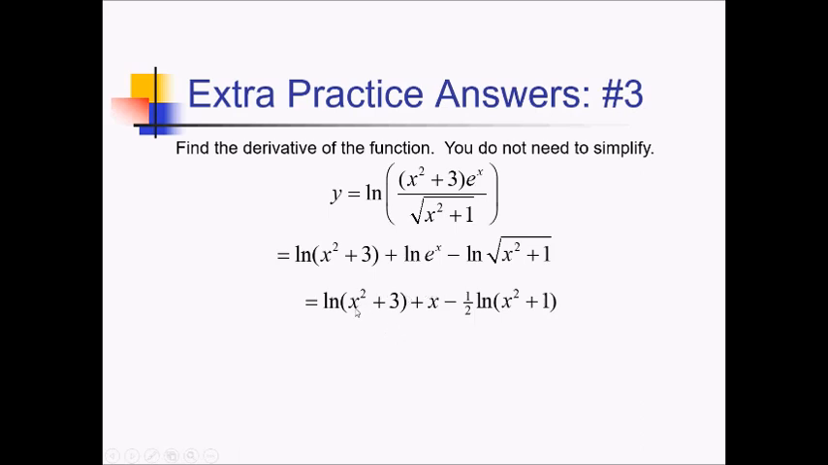So for this first term, we basically have a chain rule. We have ln of something. Derivative of that is going to be 1 over the something, 1 over x squared plus 3, times the derivative of x squared plus 3, which is going to be 2x. We'll put that in the numerator. Plus derivative of x is just 1. And over here, this is another chain rule. This is going to be 1 over the something. So 1 over x squared plus 1. And we have a 2 down there actually. So 1 over 2 parentheses x squared plus 1 times the derivative of x squared plus 1. So that's another 2x going in the numerator.